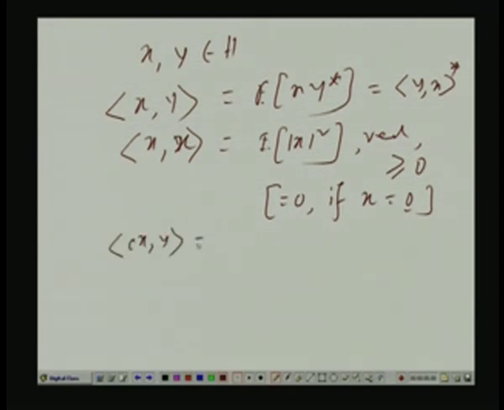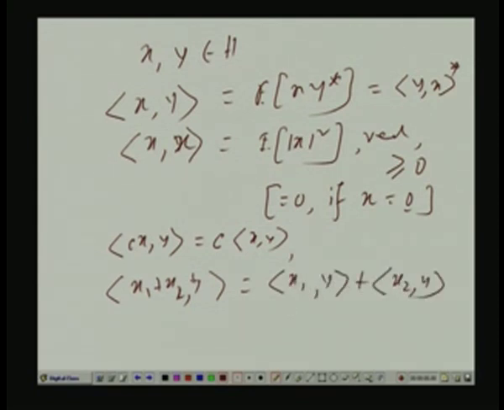And the other thing is that the inner product of C x with y should be C times the inner product of x comma y, which is easily satisfied. If here instead of x you call it C x, C can be brought out. And then linearity: the inner product of x 1 plus x 2 comma y should be x 1 y plus x 2 y, which is again satisfied by this correlation definition. If you put x 1 plus x 2 within brackets times y star, you can break it up and write it in this form. So, all these conditions are satisfied. If the inner product of x and y, that is E of x y star, is 0, then we say x and y are orthogonal.